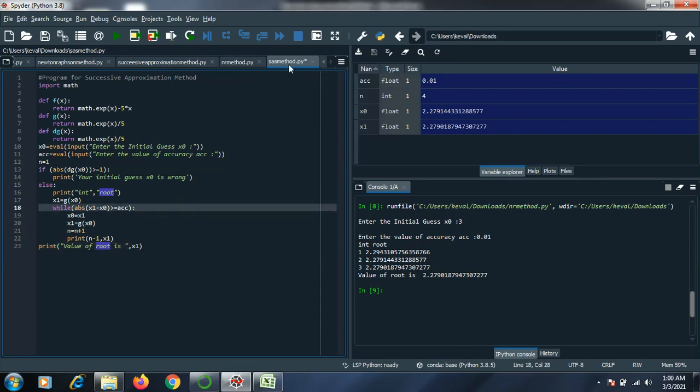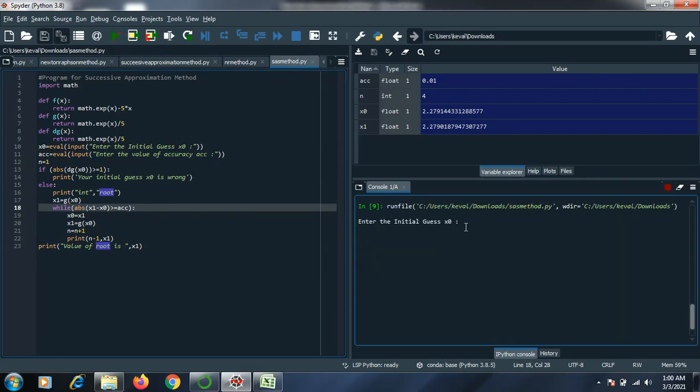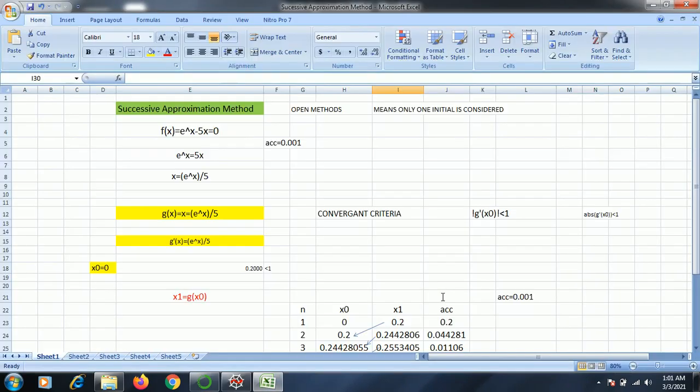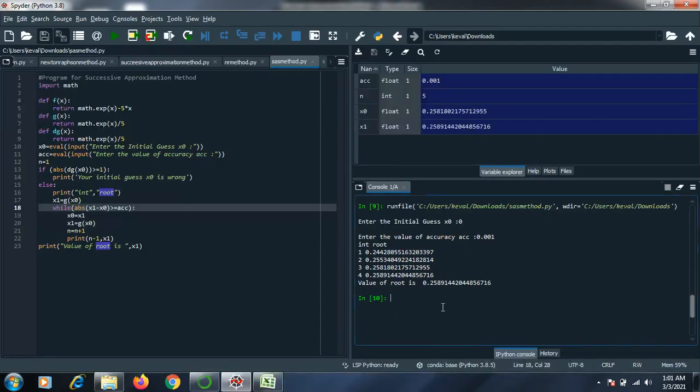Let's run the program. I have already saved the program, so I will run it. Here in the console window it is asking me for the initial guess. So let us check the initial guess to be 0. Yes, I have got an answer of 0.258914. So let me check. Yes, 0.258914. So that answer I have got in 4 iterations.